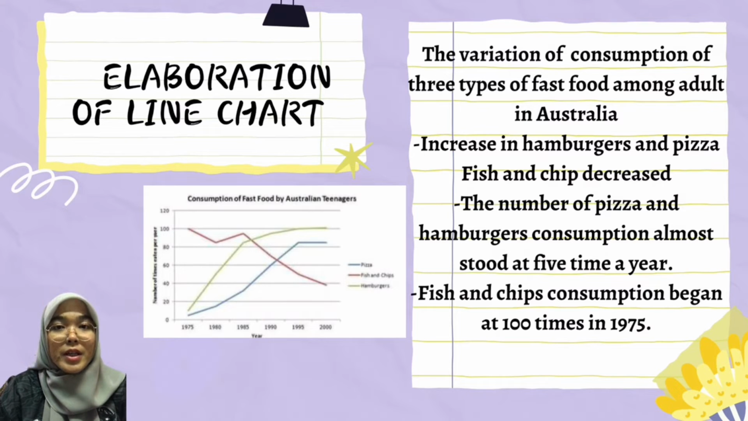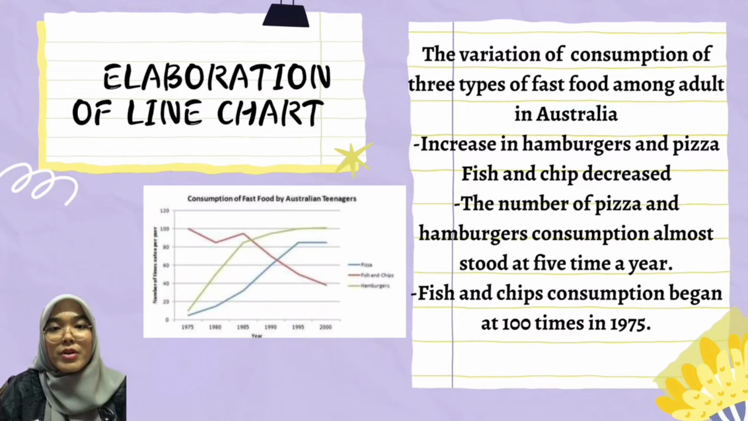Hamburgers consumption increased markedly from 1975 to 1985 and reached just over 80 times per year. Then it continued to rise until it reached a height of 100 times in 1995, which remained constant for the rest of the period. Similar to that, pizza consumption showed a gradual increase between 1975 and 1995 to peak at 85 and remain steady in the last 5 years.